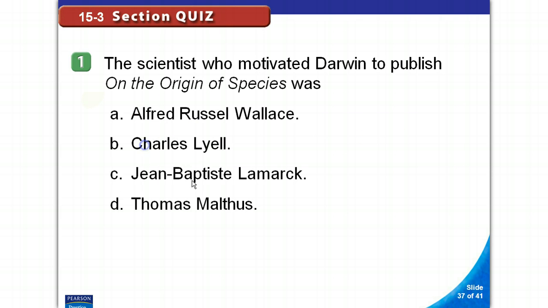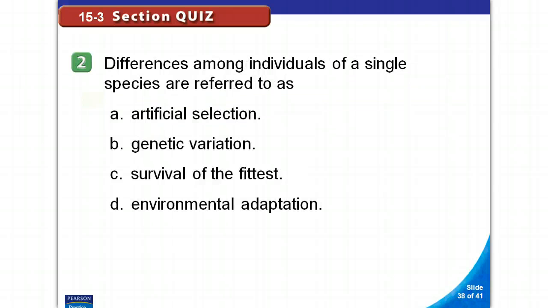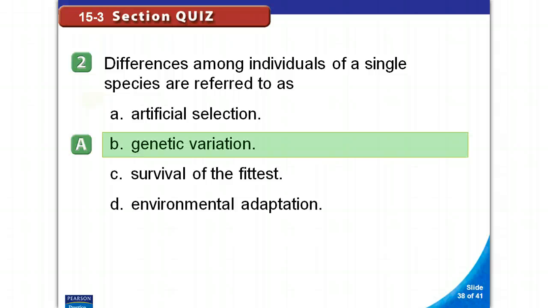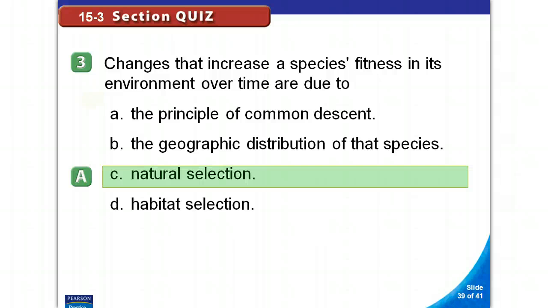Section quiz. Number 1, the scientist who motivated Darwin to publish On the Origin of Species was Alfred Russel Wallace. Number 2, differences among individuals of a single species are referred to as, B, genetic variation. Number 3, changes that increase a species' fitness in its environment over time are due to natural selection.